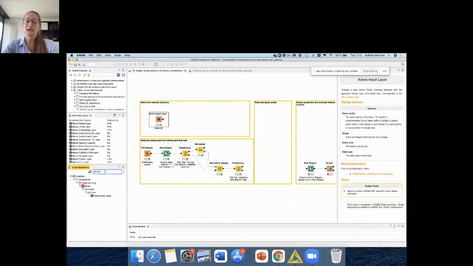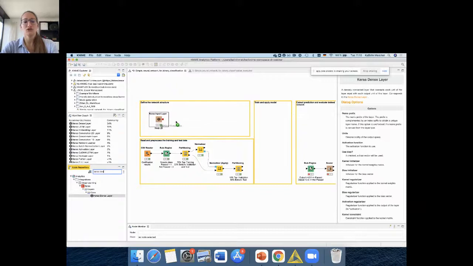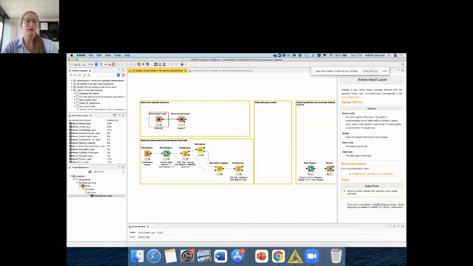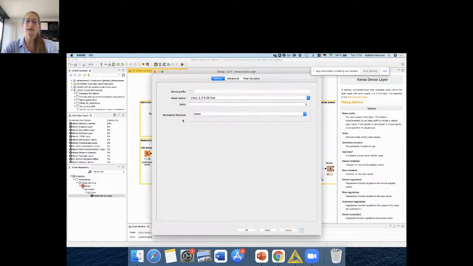Then we need the next layer, where we had a dense layer, a layer that was connected with all the other inputs, where we use TANH. So I take a Keras dense layer node. I also connect it to the input layer node and double click again to open the configuration window. Here I can say I want a hidden layer with 2 units, and the activation function should be TANH.